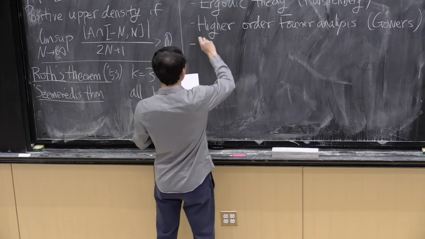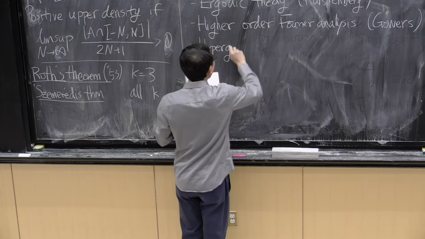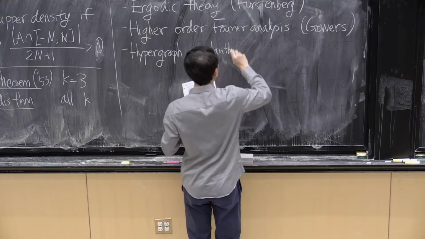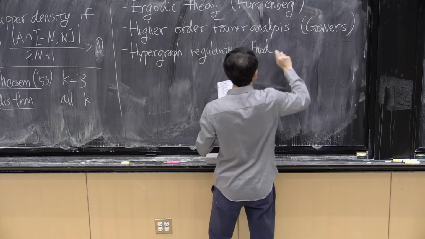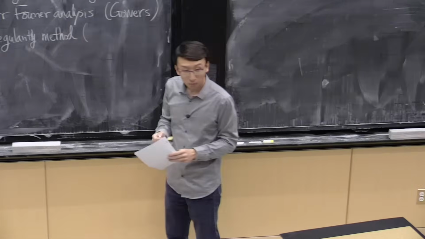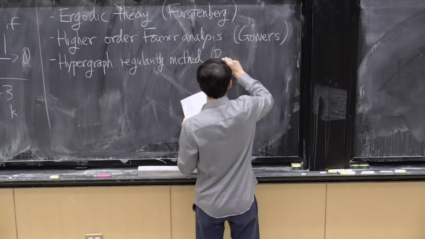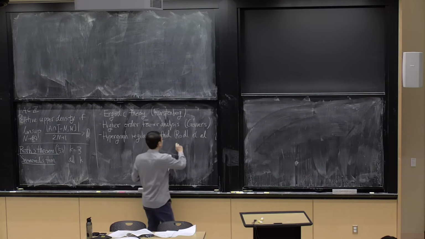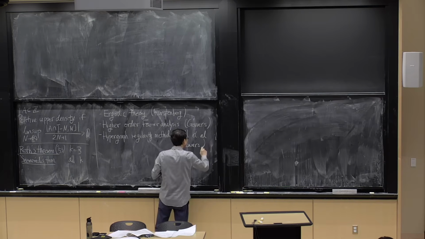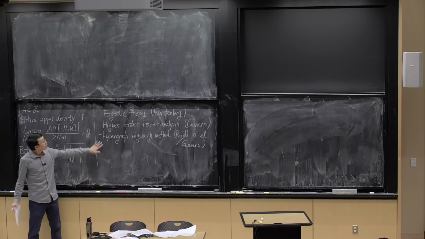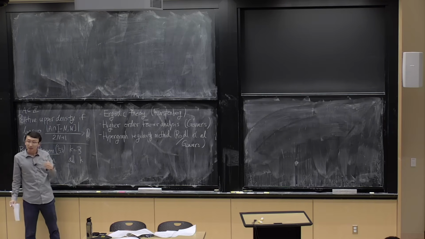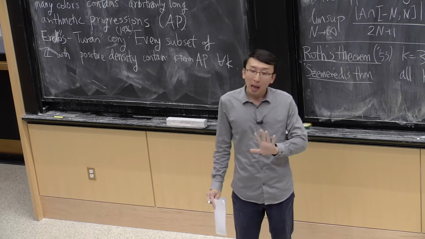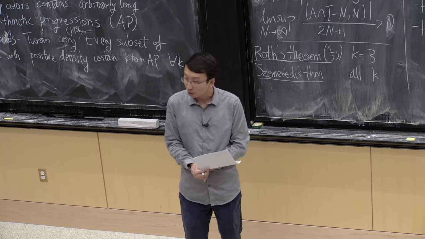Another very influential approach is called hypergraph regularity. So the hypergraph regularity method was also discovered in the early 2000s independently by a team led by Roth and also by Gowers. So the hypergraph regularity method is an extension of what's known as Szemerédi's graph regularity method. And this is the method that will be a central topic in the first half of this course.